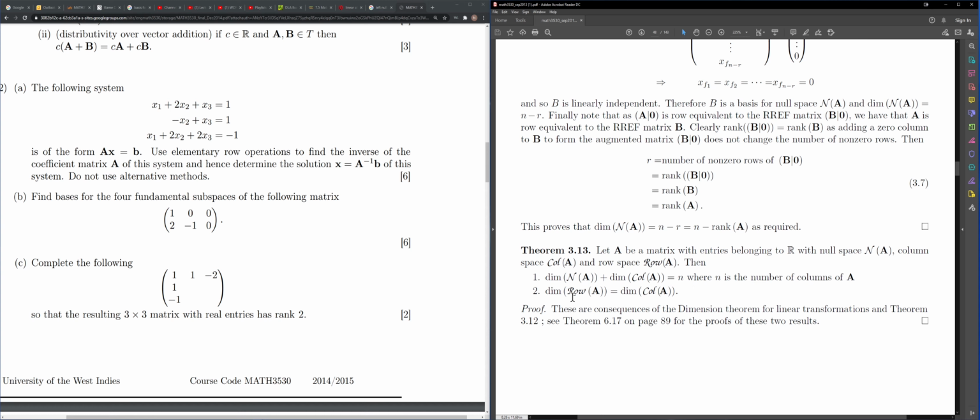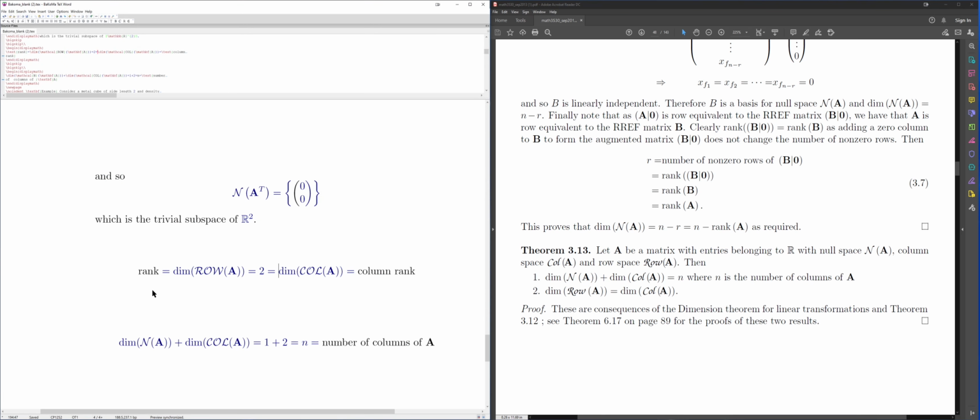And then we have this second one over here, which is saying that the dimension of the row space is equal to the dimension of the column space. You want to remember that we call the dimension of row space the rank, and we call the dimension of column space the column rank. So what this is saying is that rank, which is the dimension of row space, is equal to the dimension of column space, which is column rank. In other words, rank is equal to column rank.